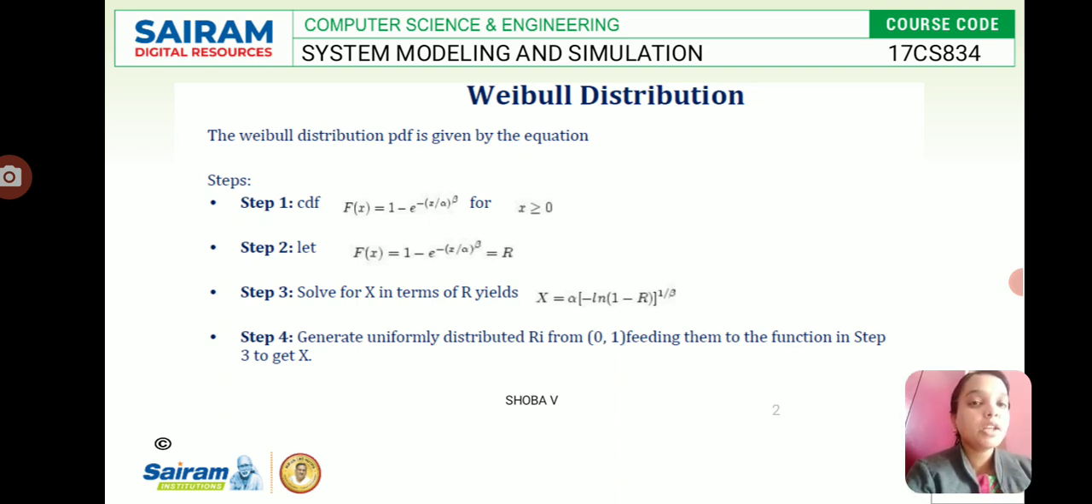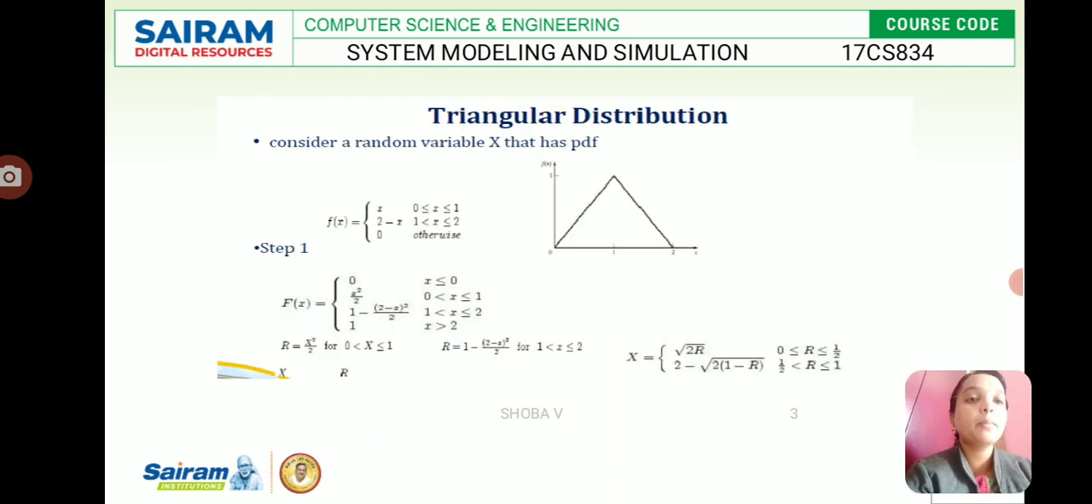The main thing we need to know is that the CDF, when x is greater than or equal to 0, the formula is 1 minus e power minus (x by alpha) the power beta. Afterwards we are going to find the r value and x value, and at last we are going to generate the uniformly distributed value and get the x value. So this is the Weibull distribution.